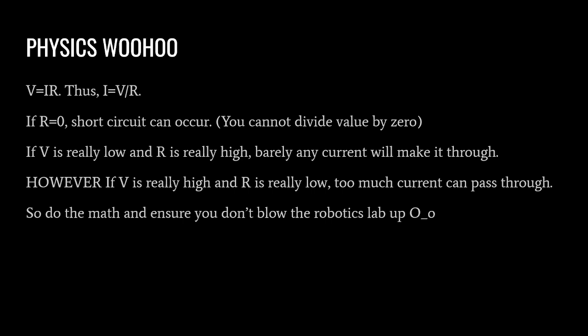Well, physics. Remember your V equals IR, I equals V over R. This is the only formula you're ever going to need for Elax. We don't care about how good your physics is. Just know you can't really have an R value of 0. If R equals 0, short circuit can occur because of this formula. The way you remember it is that you can't divide by 0. And if V is stupidly low and R is really, really high, no current is going to make it through.